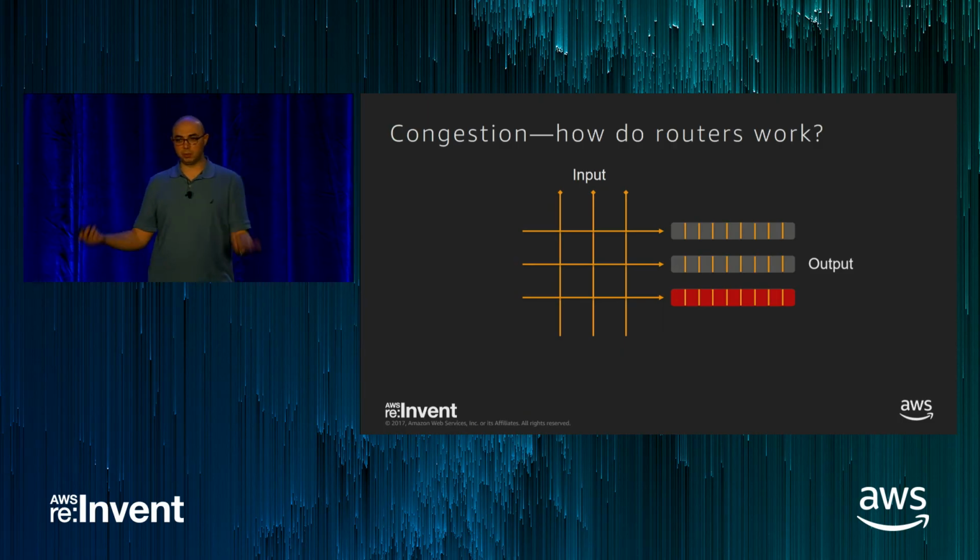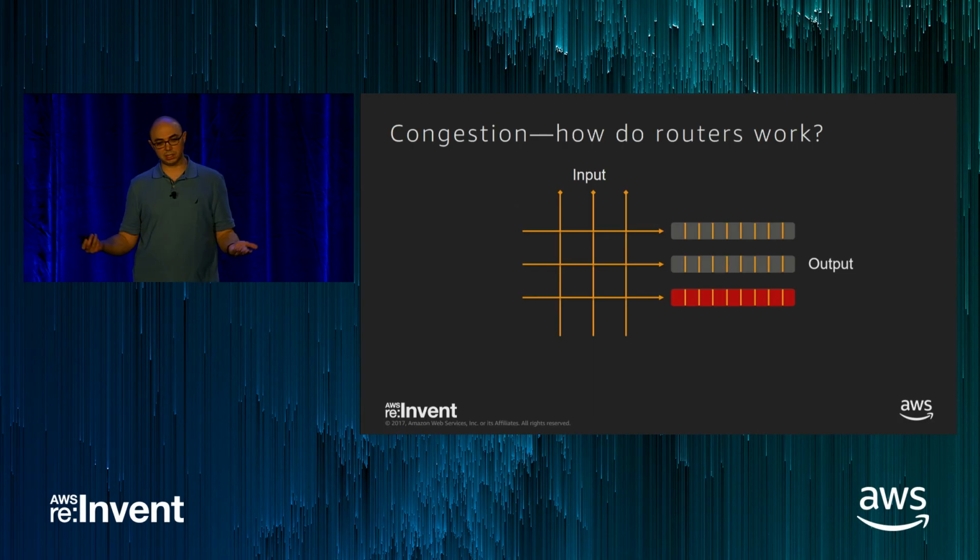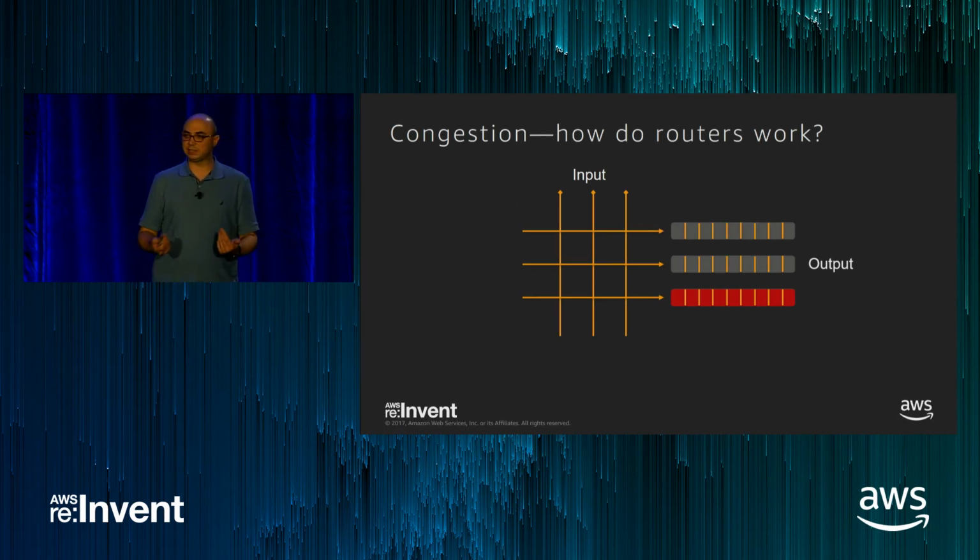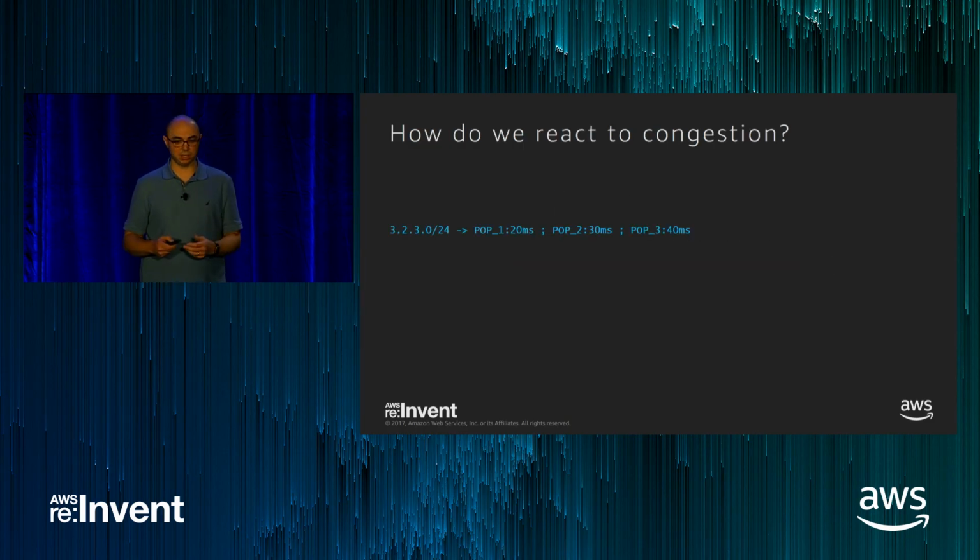And then TCP will adapt to that, and other protocols will adapt to that, and we'll send less data to avoid this congestion in the first place. But how do we adapt to that when we see a congested link? How do we see it in the first place?